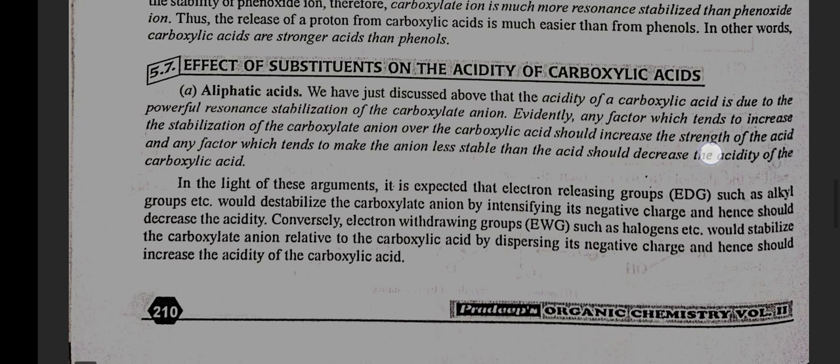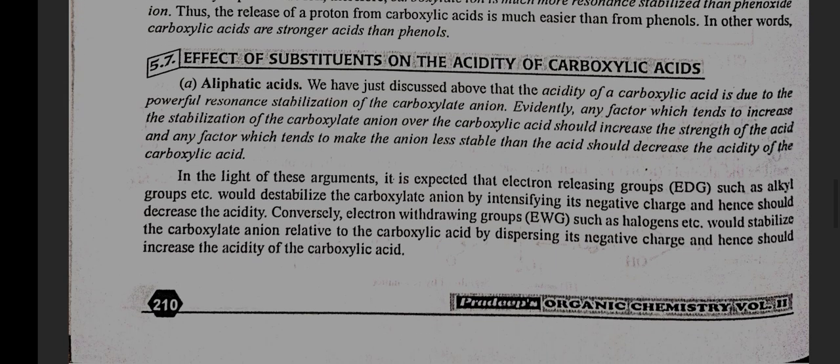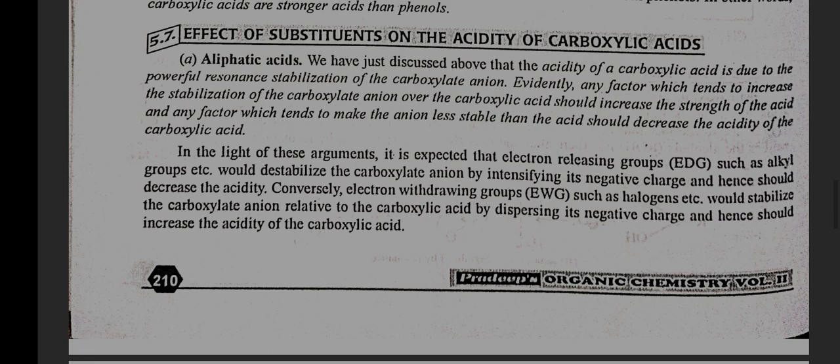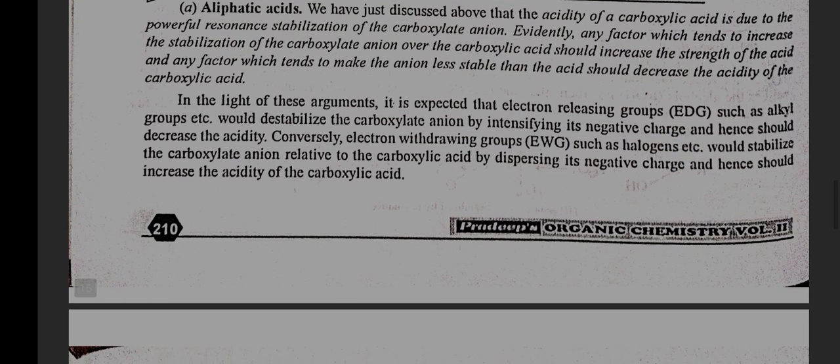Effect of substituent on the acidity of carboxylic acids. First, aliphatic acids. We have just discussed above that the acidity of a carboxylic acid is due to the powerful resonance stabilization of the carboxylate anion. Evidently, any factor which tends to increase the stabilization of the carboxylate anion over the carboxylic acid should increase the strength of the acid, and any factor which tends to make the anion less stable than the acid should decrease the acidity of the carboxylic acid.